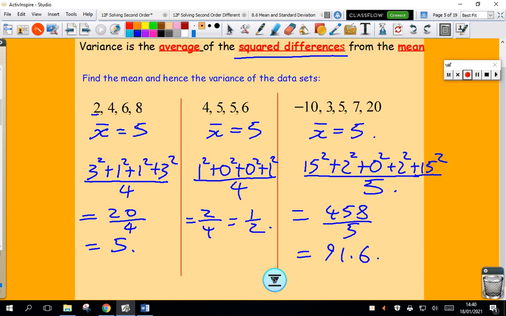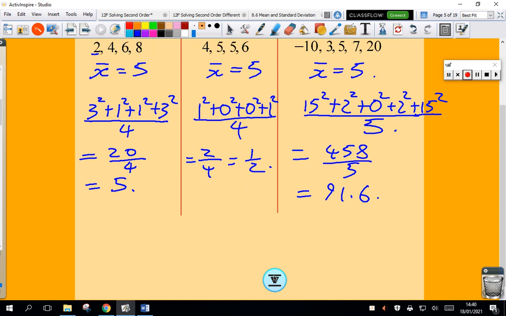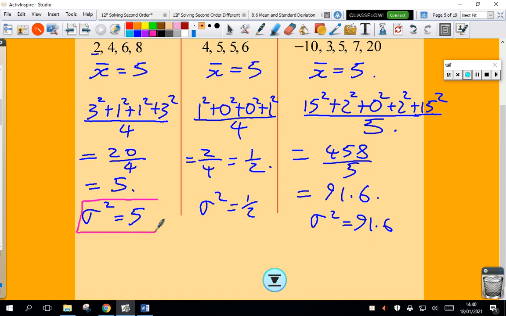And the symbol for variance we use is this. It's sigma squared. That's the symbol for variance. So sigma squared here is 5. In the second one, sigma squared is 1/2. In the third one, sigma squared is 91.6. Okay, so they're my variances here in this case.